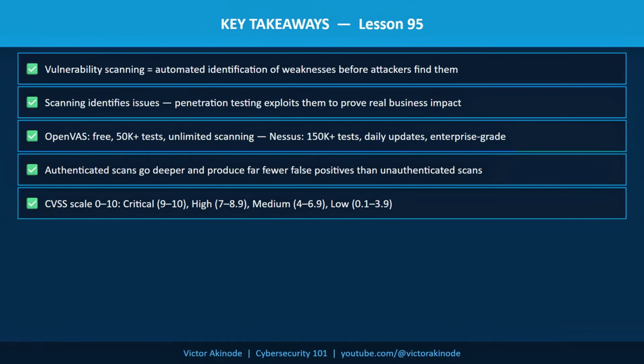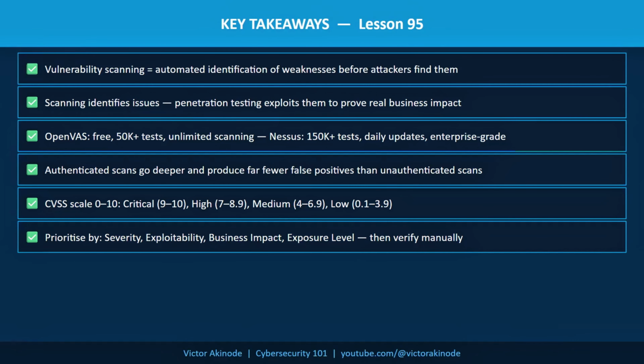The CVSS scale is from 0 to 10, which means critical is 9 to 10, high is 7 to 8.9, medium is 4 to 6.9, and low is 0.1 to 3.9. And we also have the informational aspect, which is just 0.0. Another thing we've learned in this lesson is that we should always prioritize by severity, exploitability, business impact, and exposure level. Then we verify all manually.